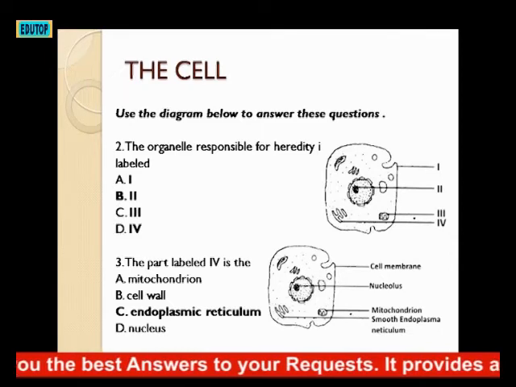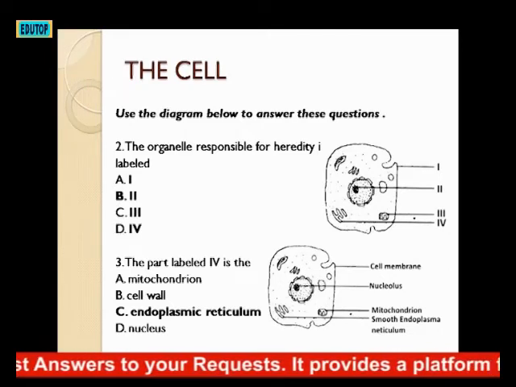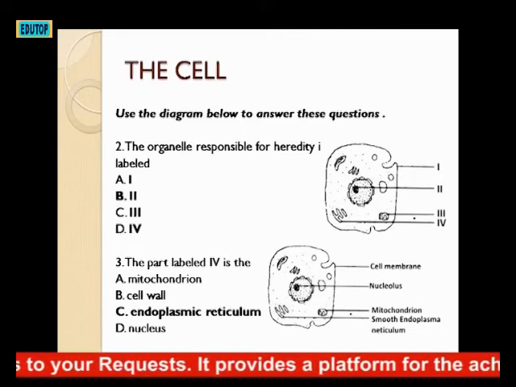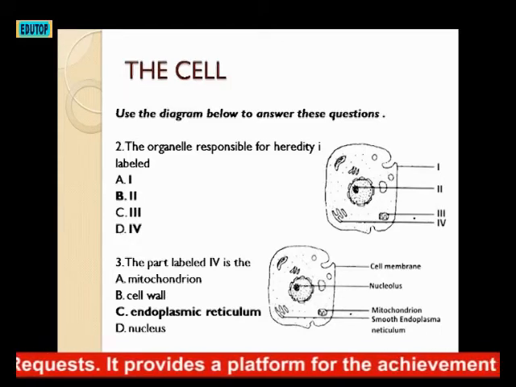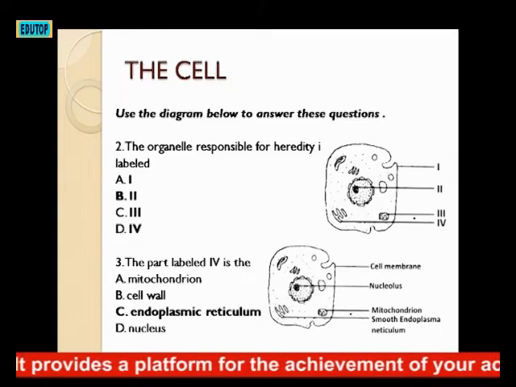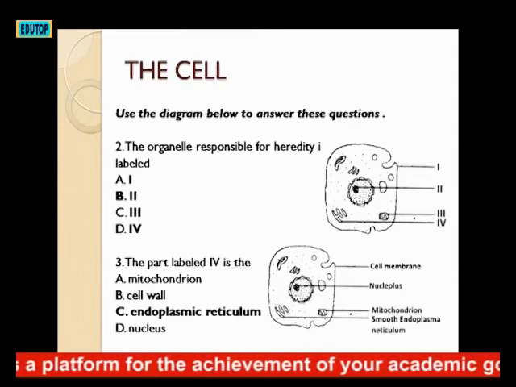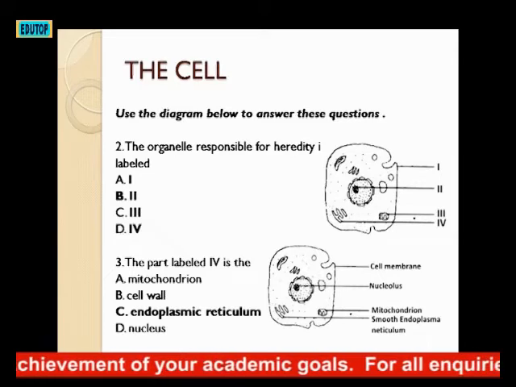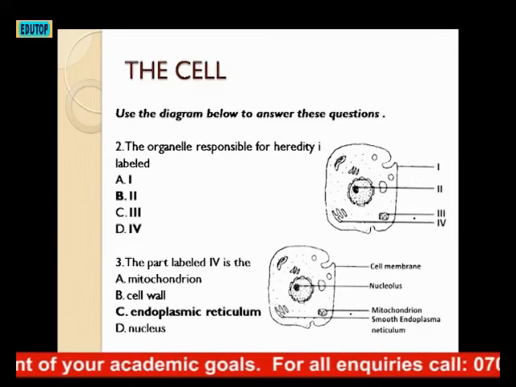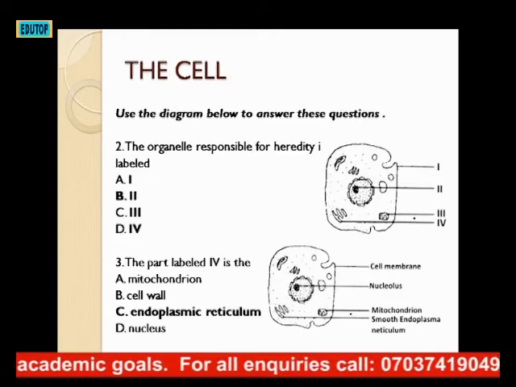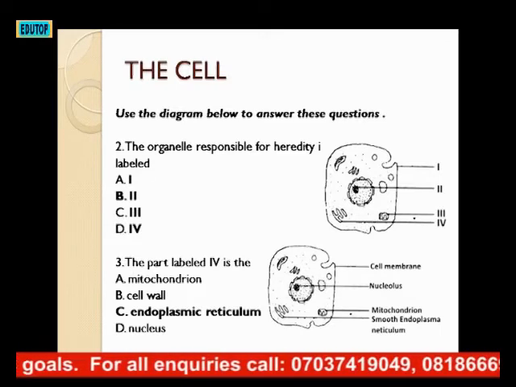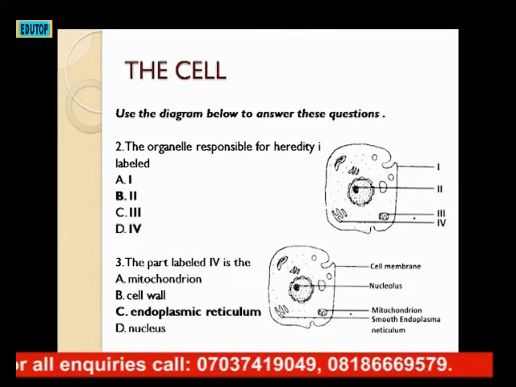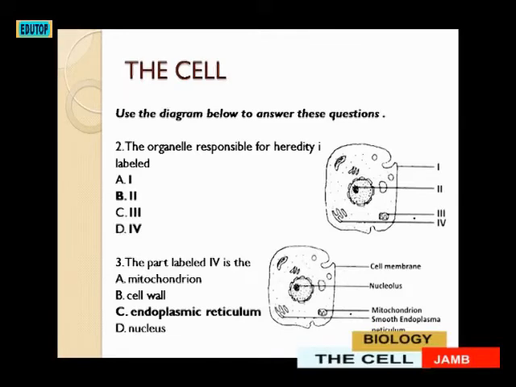So the first question there says the organelle that is responsible for heredity is labeled what? Option A says 1, B says 2, C says 3, D says 4. The answer is 2. The nucleus is the organelle that is responsible for heredity. That is that. Then the second question on that, the part labeled 4 is what? Our endoplasmic reticulum. So it's not mitochondrion, it's not cell wall, it's this endoplasmic reticulum.